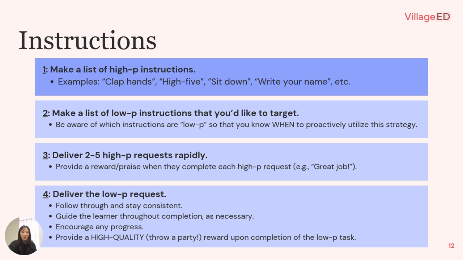We also want to encourage any progress, even if the learner doesn't complete it as successfully or up to the standards that you had set. Even if there's a little bit of progress, I definitely give them all the credit that they deserve. We want to encourage any progress made. And when we see the learner or child completing the low P task, we want to reward them with a very high quality reward. And you want to be dramatic if necessary and throw a party if you have to.